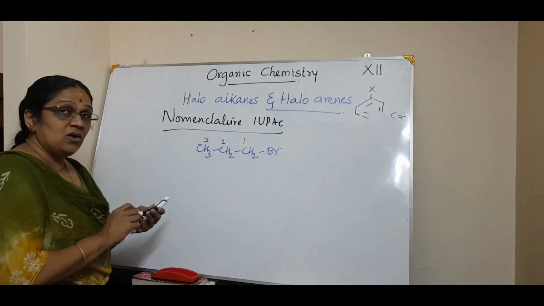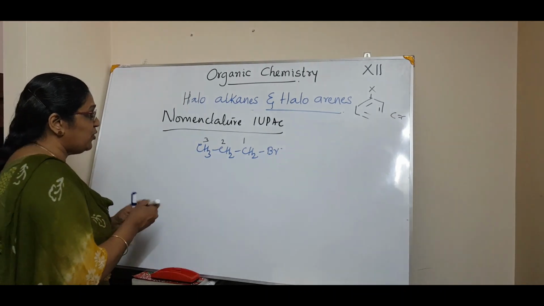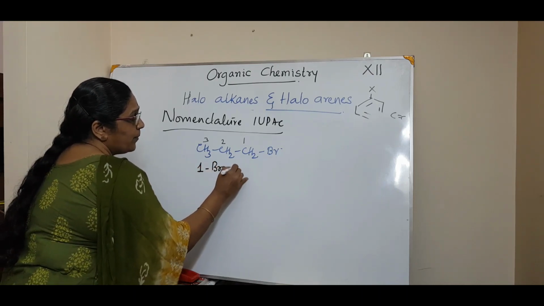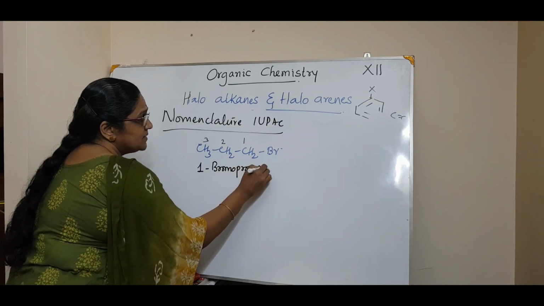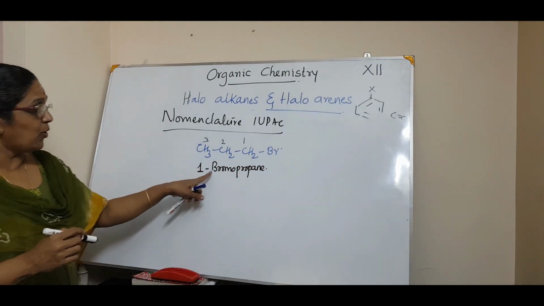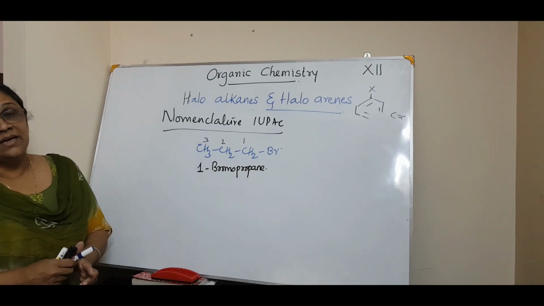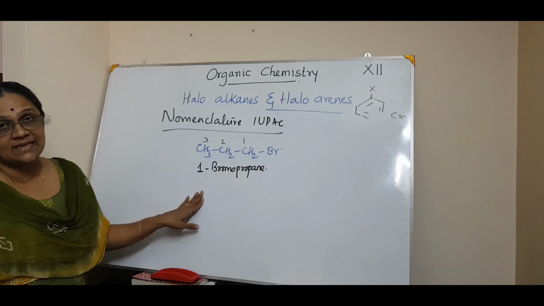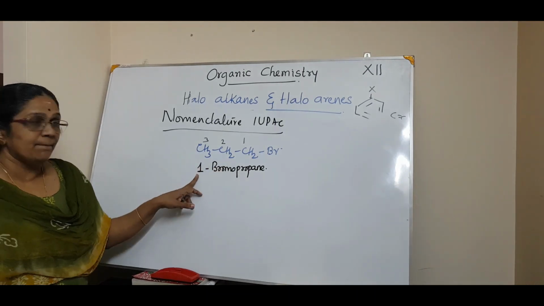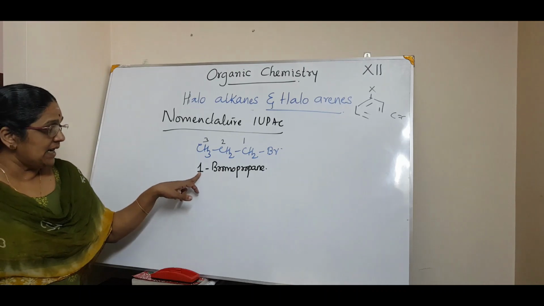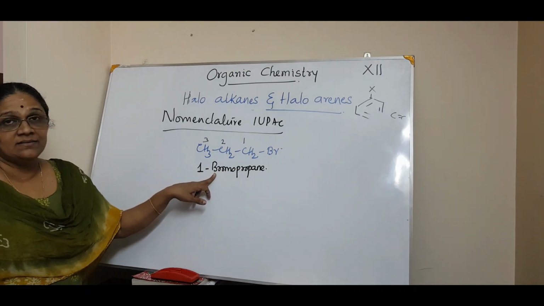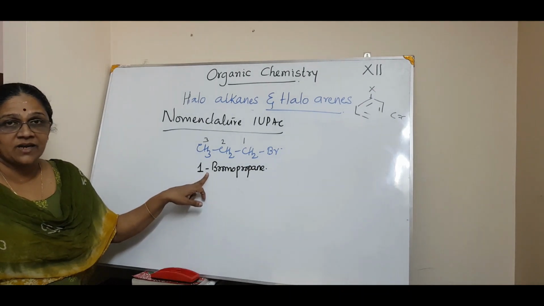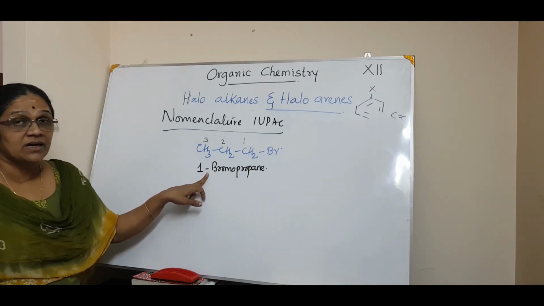What is the IUPAC name? You name it as 1-bromopropane. Now listen carefully to how I wrote this IUPAC name. First you write the number, and between the number and the word, that is bromine, there must be a hyphen. If the hyphen is not there, they will cut your marks.